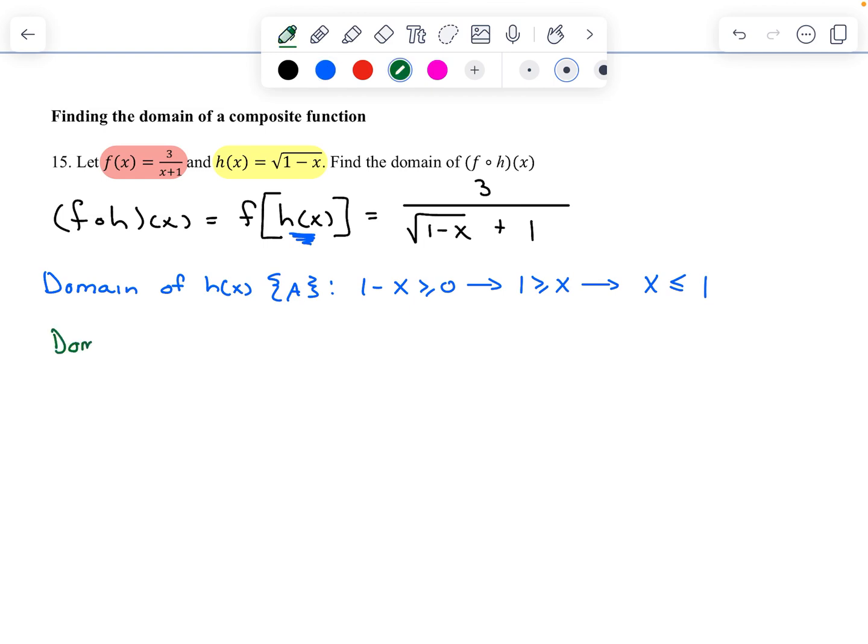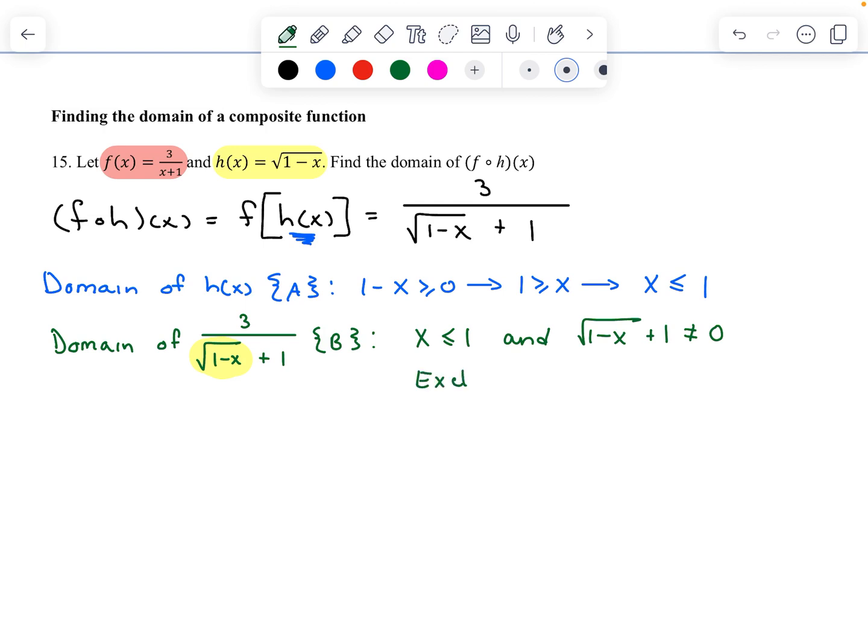Next, I'm going to find the domain of 3 divided by the square root of 1 minus x plus 1. I'm going to label this b. Okay, since this rational expression has the square root of 1 minus x in it, we know that x must be less than or equal to 1, but we need to be careful because the square root of 1 minus x plus 1 cannot equal 0.